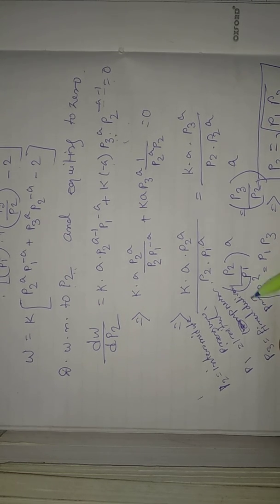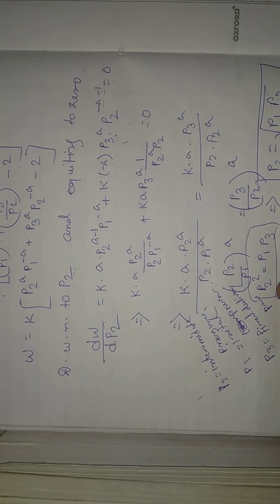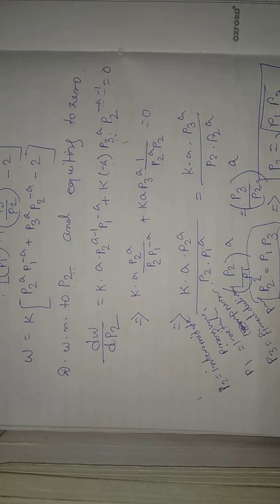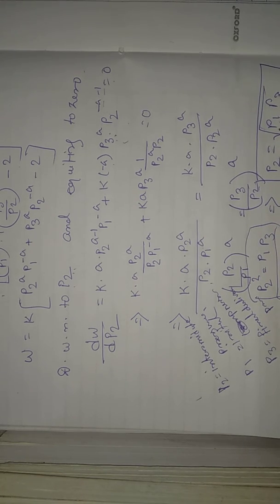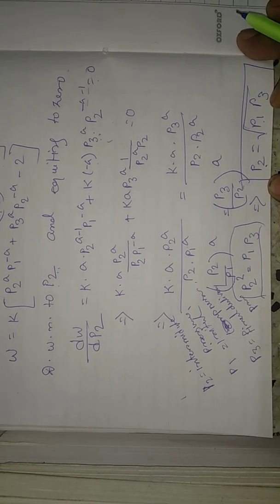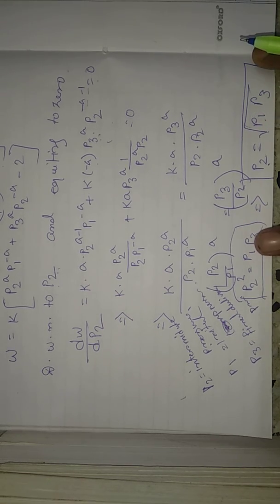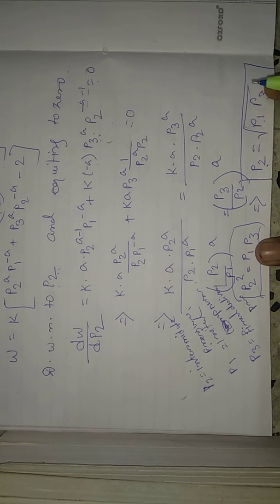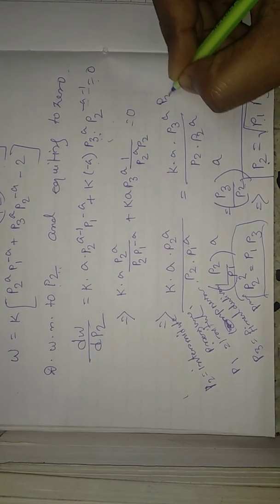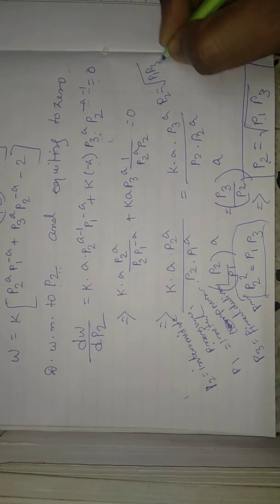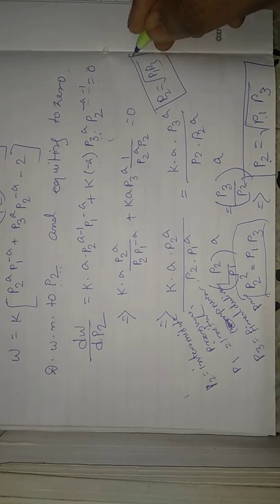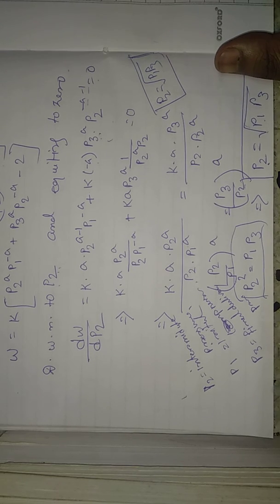So P2 square is equal to P1 into P3. Now you can write P2 is equal to under root of P1 P3. So the condition to get the maximum efficiency in a multistage compression process is that the intermediate pressure is equal to the geometric mean of the initial pressure and the final delivery pressure. So P2 is equal to under root of P1 P3.